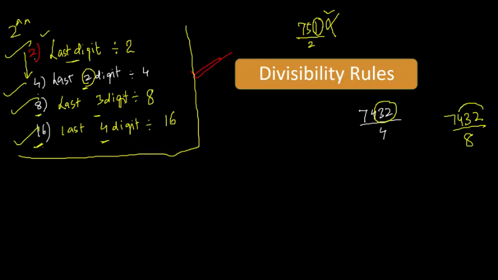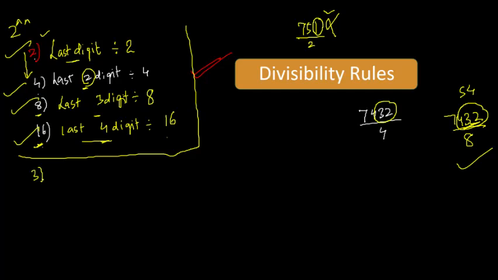So we have to divide the last 3 digits by 8. So 8 fives are 40 and 8 fours are 32. Yes, it is divisible by 8. And for 16, the rule is the last 4 digits must be divisible by 16.